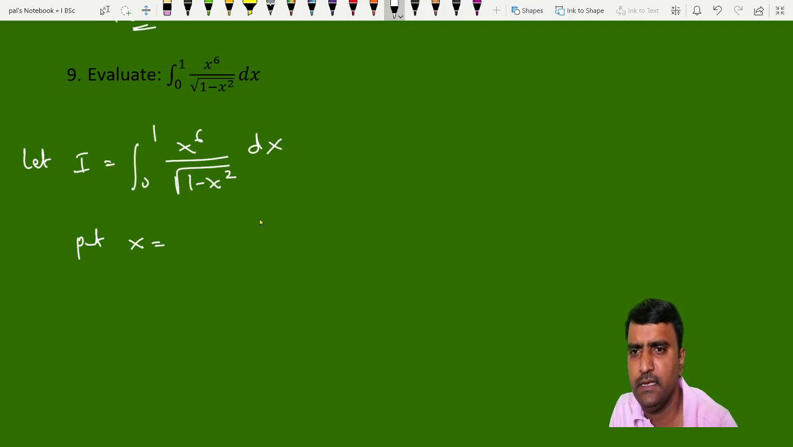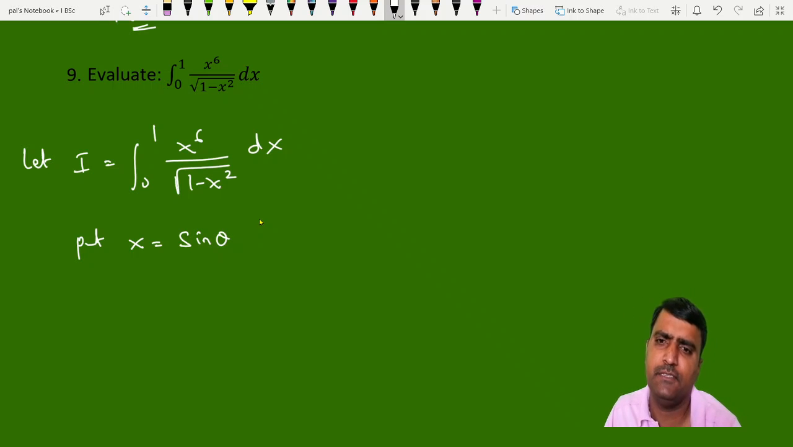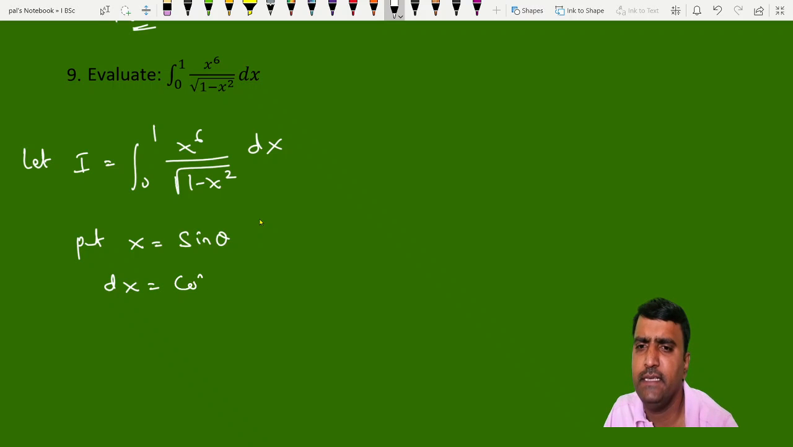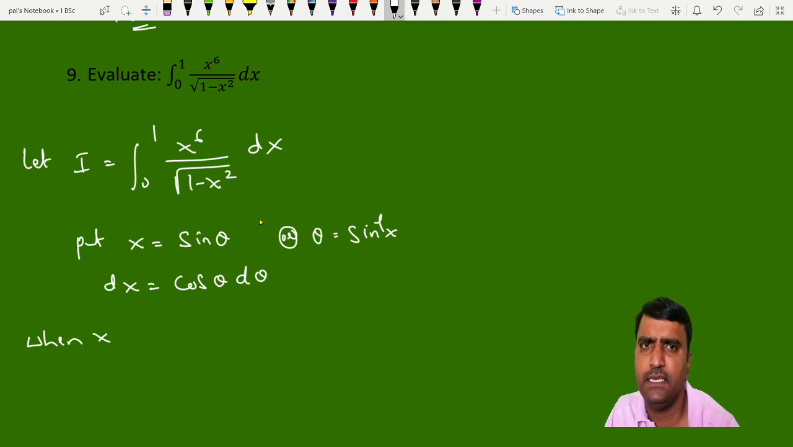put x is equal to sin theta. Then what is dx? Dx is equal to cos theta d theta. When we are taking the substitution, we have to change its limits also, the corresponding limits we have to change. Then what is theta now? Or you can take theta is equal to sin inverse of x. When x is equal to 0, what are the limits? Limit is 0 to 1. So when x is 0, then what is theta?